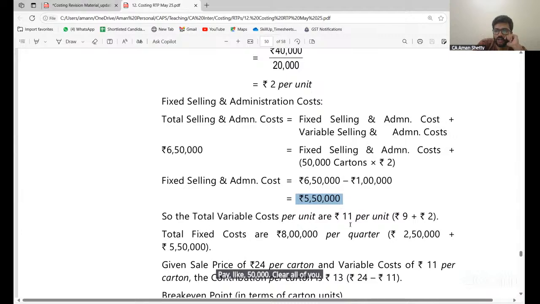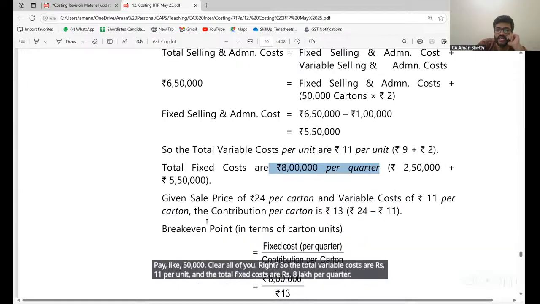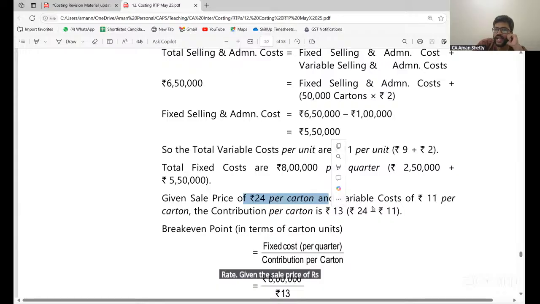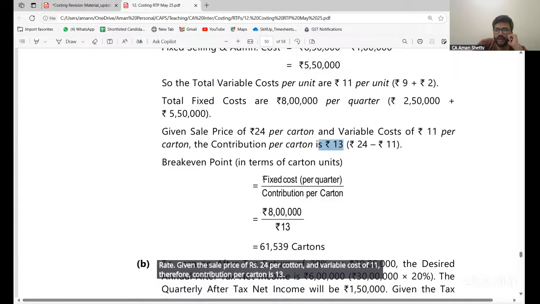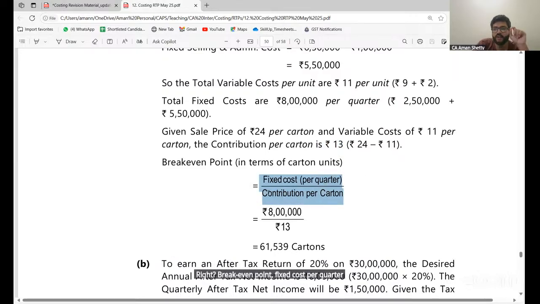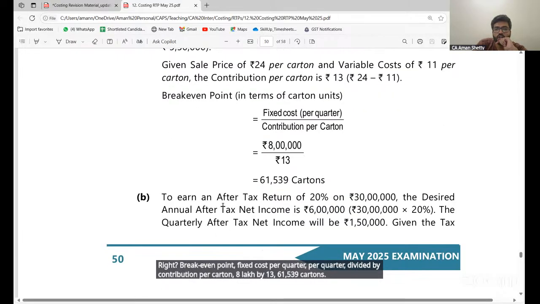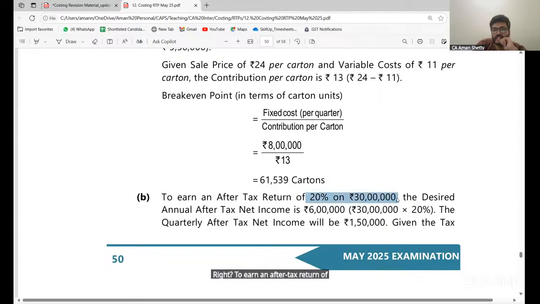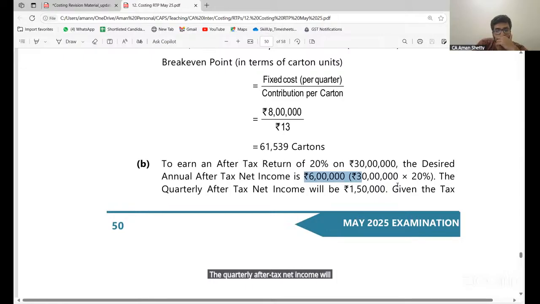So the total variable cost is rupees 11 per unit and the total fixed cost is rupees 8 lakh per quarter. Given the sale price of rupees 24 per carton and variable cost of 11, the contribution per carton is 13. Break even point is fixed cost per quarter divided by contribution per carton, 8 lakh by 13, that is 61,539 cartons. To earn an after tax return of 20% on 30 lakh, the desired annual after tax net income should be 6 lakh, correct? The quarterly after tax net income will be 1,50,000, that is divided by 4. That is annual, so divide by 4 and get 1,50,000 per quarter.